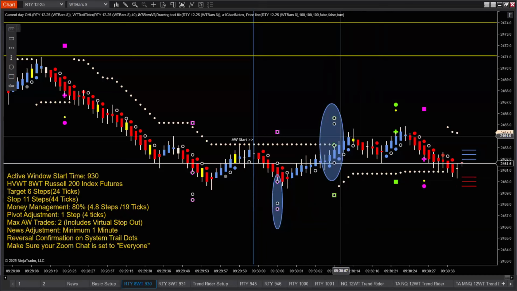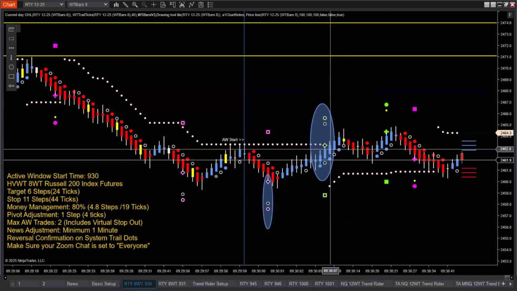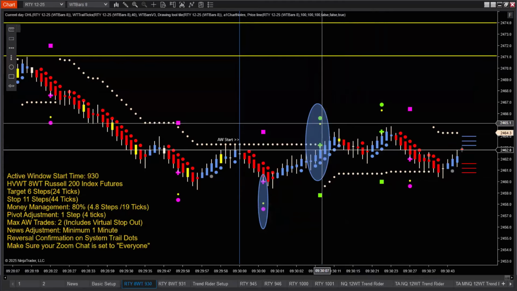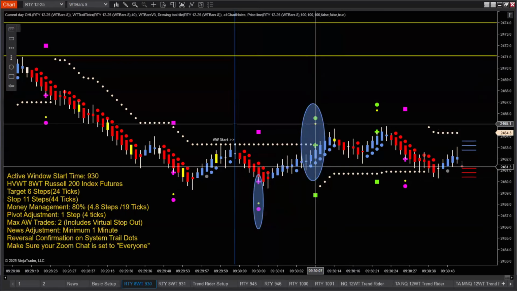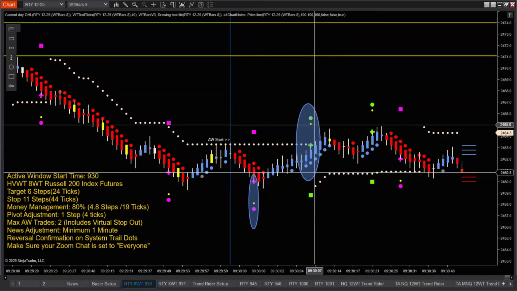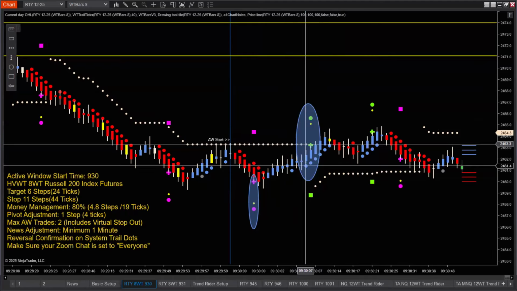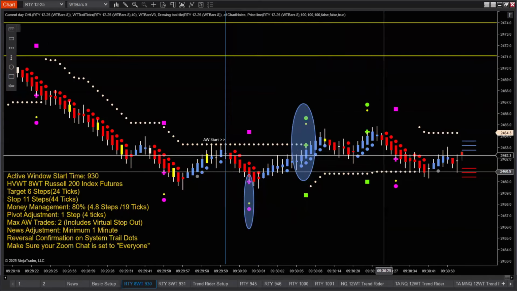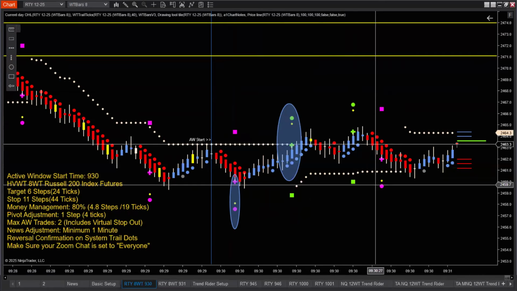930 traders, hopefully you mark some of these, and 931 traders, hopefully you mark some of these pivots. This is not stopped out yet. It's still active. Okay, so we're looking for money management. So we want to get to 5.1. That's what we want to get right here. We reversed on these trail dots. So we're going to offset 1 tick for our adjusted full target. That's quick this morning.